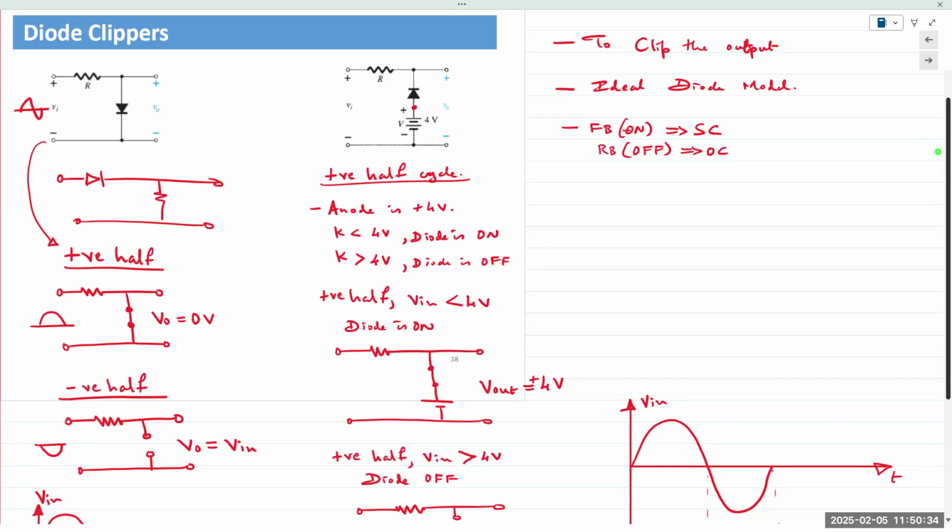Apply KVL, apply KCL, you can figure out what the voltage drop is across the resistor, and you can figure out what V out and V in is. Again, this is ideal diode model, but if it's constant voltage drop or real diode, 0.6, 0.7 volts would drop across the diode itself. So the entire half cycle would not be clipped. In the positive half cycle, you would expect like 0.7 volts, and you will see that in the lab today. Well, at least those of you who are taking the lab today.